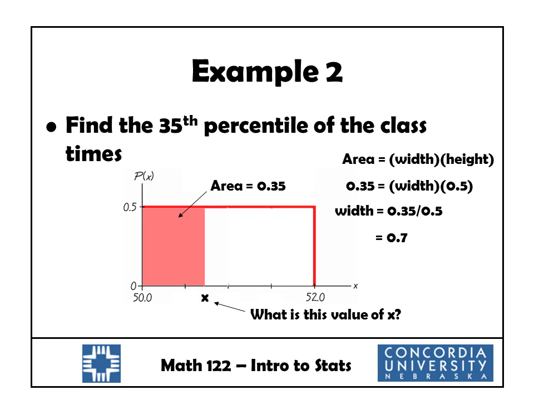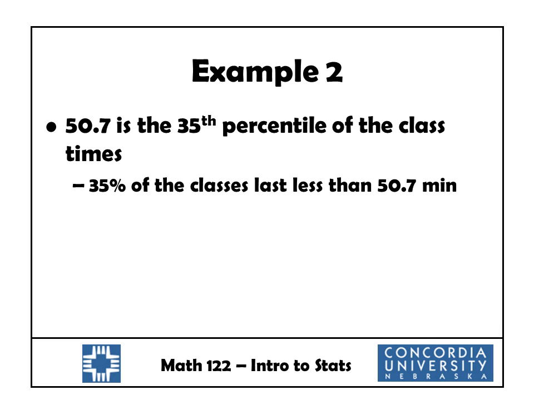To find the corresponding value of x, we need to take the left endpoint there of 50 and add the width of 0.7 to get 50.7. So 50.7 is the 35th percentile of the class times. In practical sense, that means that 35% of the classes last less than 50.7 minutes.